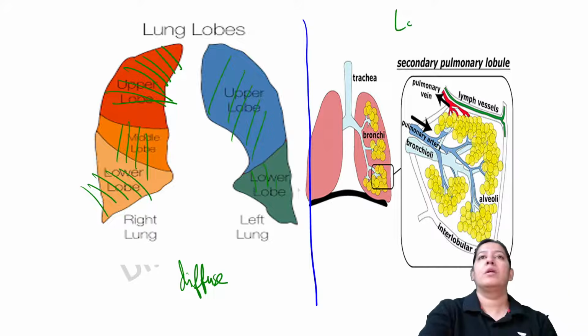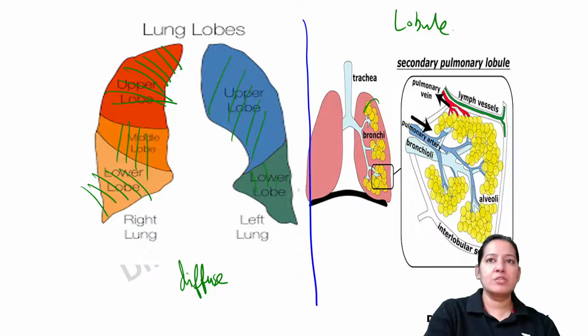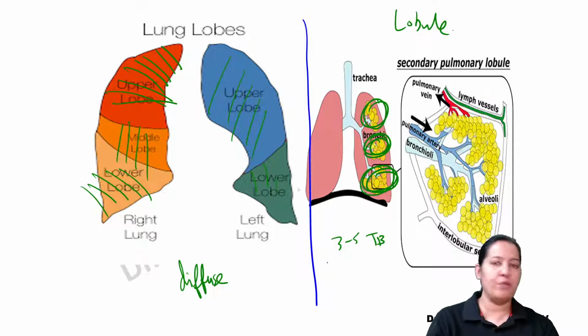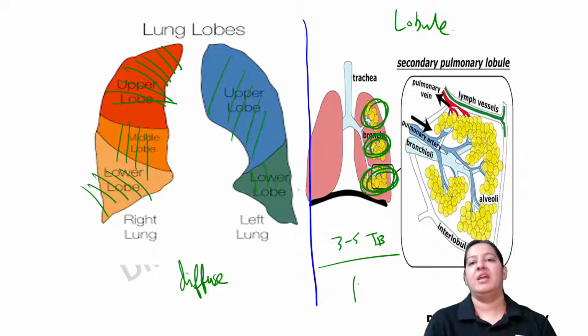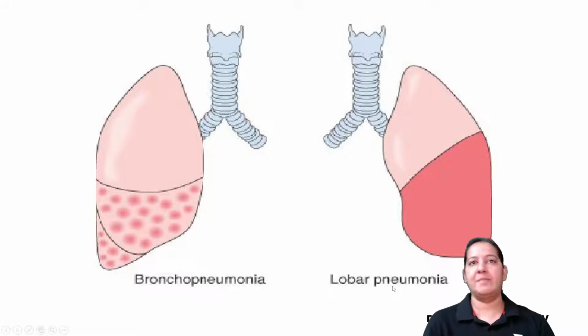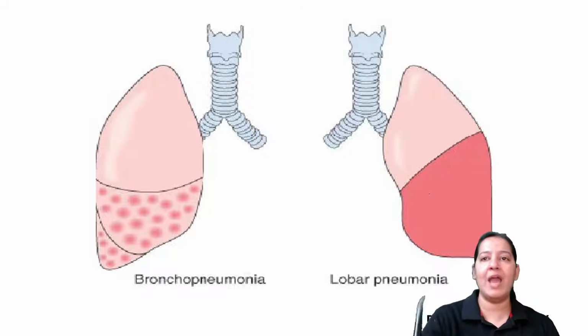But in lobular, see the lobule here. This is one lobule, this is one lobule, this is one lobule. What is a lobule? It is 3 to 5 terminal bronchioles along with its appendages. So it is patchy. You know the difference between a lung lobe and a lobule. So see the two types of pneumonia anatomically. This is lobar.